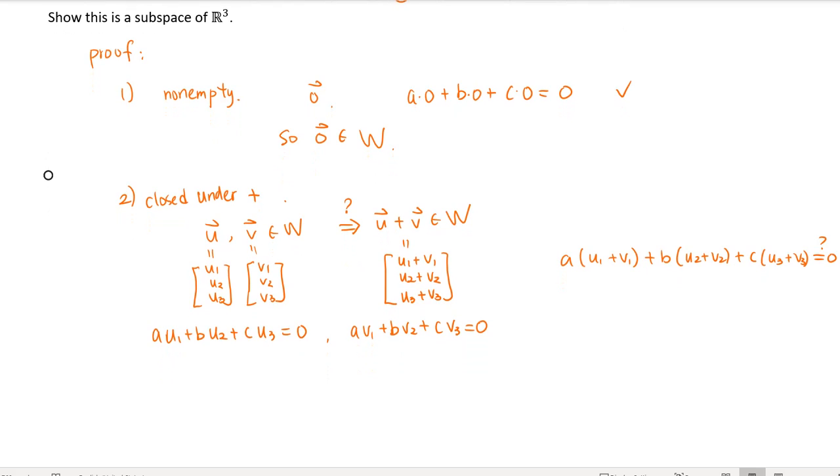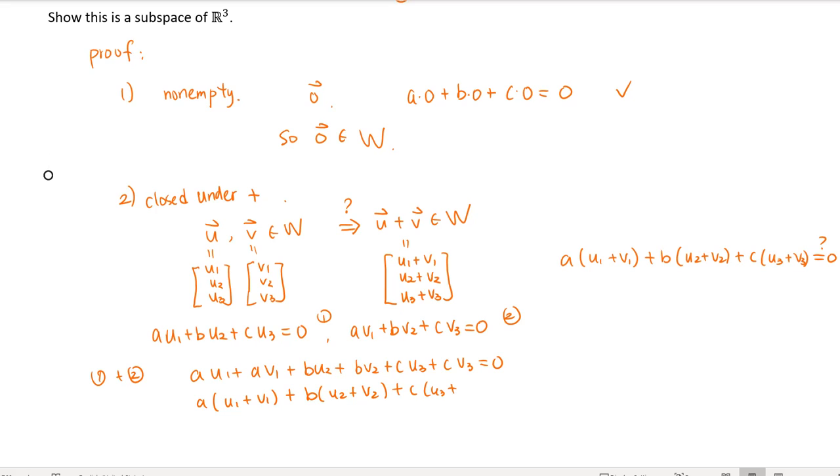And it is, because we can add equation 1 and 2. So 1 plus 2, we get A U1 plus A V1, B U2 plus B V2, C U3 plus C V3 equal to 0. And when we factor out the A, B, and C, this is exactly what we want. So now we have check. That's why U plus V is in W. So then we have closed under addition.